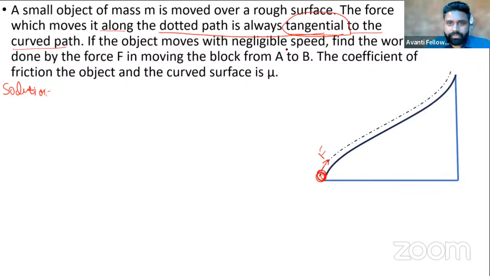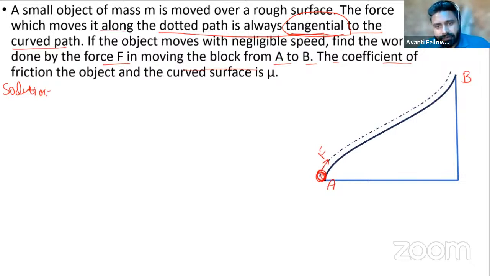And if the object moves with negligible speed, then find the work done by the force F moving the block from A to B. This is point A and this is point B. The coefficient of friction of the object and the curved surface is mu. So here the friction is present. Okay. So what we will do, we will take the small cross section. This force that is acting is always tangential.